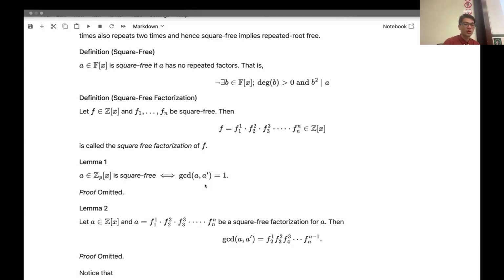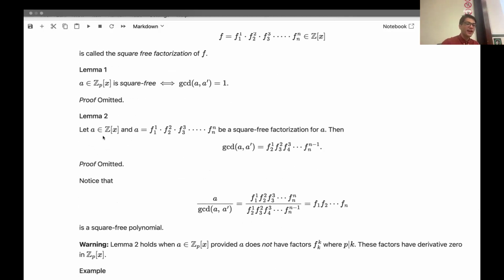Okay, here's something really remarkable though. Suppose we have A in Z[x], and we know A has this square free factorization. The GCD of A and A prime is this. This is really important, right? Suppose I can write A like this: a product of irreducible polynomials that are repeated once, a product of irreducible polynomials that are repeated twice, a product of irreducible polynomials that are repeated 3 times. If you take the GCD of A and A prime, what you produce is this product with all of these degrees decreased by 1. And then this f1 disappears.